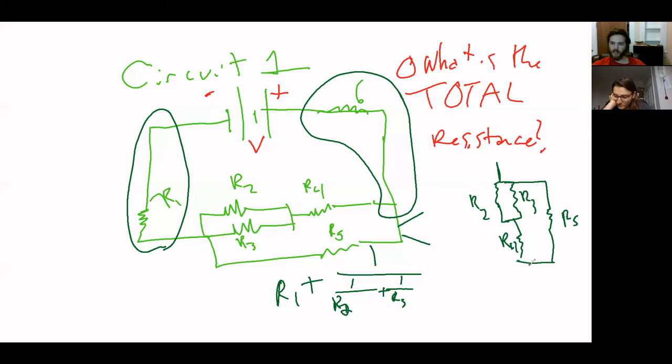Okay, so this is the same, this is identical. Would you agree? Mm-hmm. Okay, so this is also its own little complicated circuit. So let's solve for this branch right here.